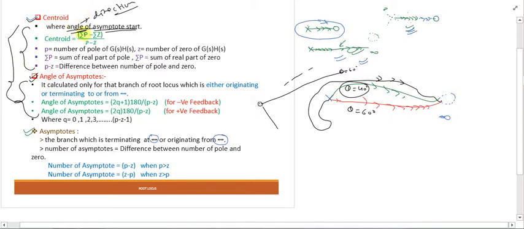The centroid is nothing but the sum of the real parts of the poles minus the sum of the real parts of the zeros. For example, if we have a pole at minus 2 plus 3j, for the centroid calculation we only consider minus 2, because 3j is not a real part. This is the sum of the real parts of the poles. Similarly, this is the sum of the real parts of the zeros, sigma z.